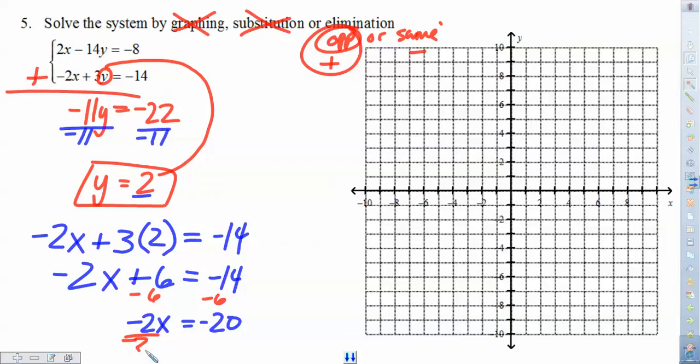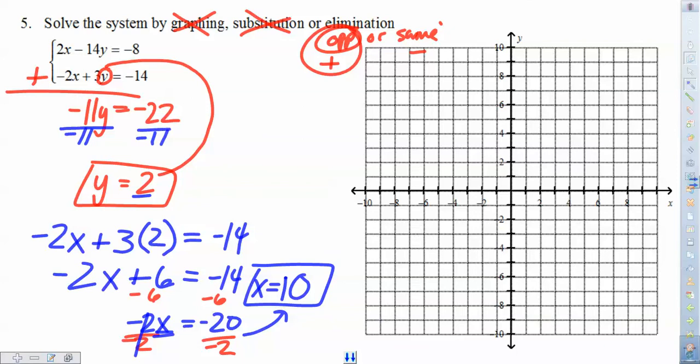Final move, divide by a negative 2. Cancels out. Negative 20 divided by negative 2. Negative divided by negative. We get positive 10. So which one variable did we just solve for here? Oh yeah, x. So x equals 10.